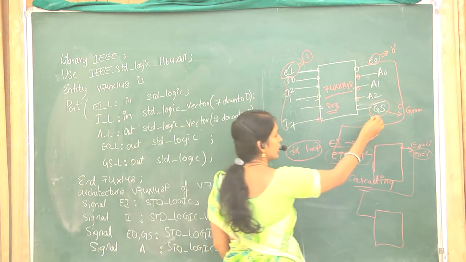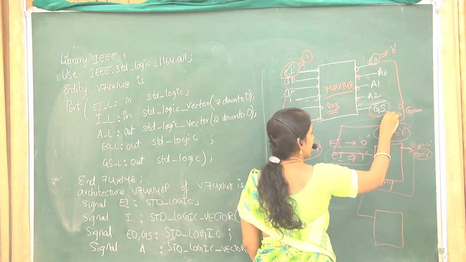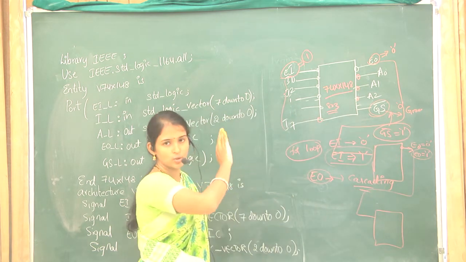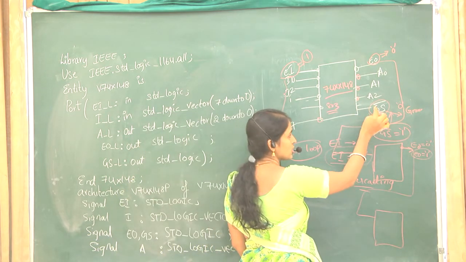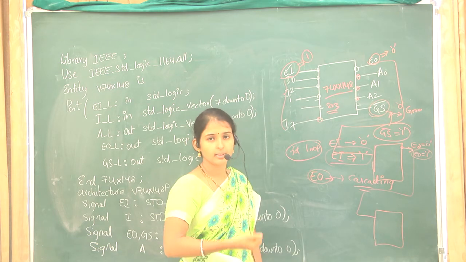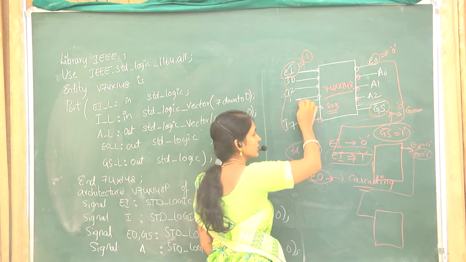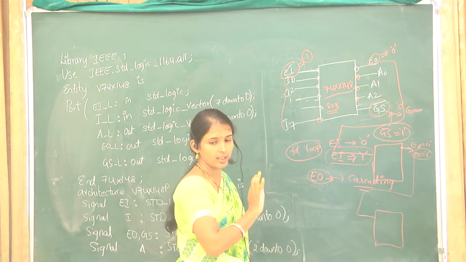If group select is equivalent to 1, it indicates that no inputs are assigned to this IC. For that reason this is called group select, or you can call it 'got something', that your inputs have got something, that's why GS bar will be 0. This is all about your IC inputs.